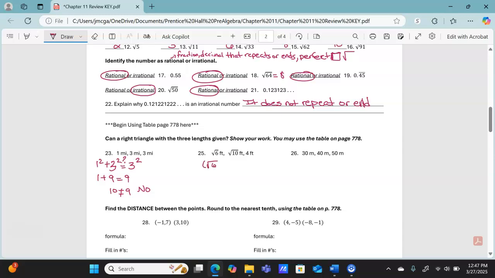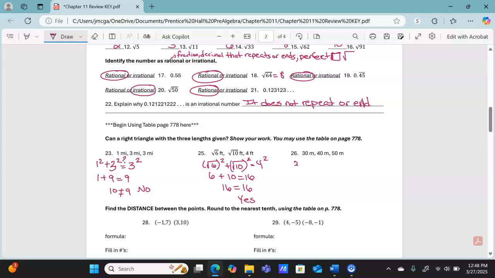Here, square root of 6 squared plus square root of 10 squared equals 4 squared. I don't know what the square root of 6 is, but if I square it, I'm going to get 6. I don't know what the square root of 10 is, but if I square it, I'm going to get 10. 4 squared is 16. 16 does equal 16, so yes, we can get a triangle there.